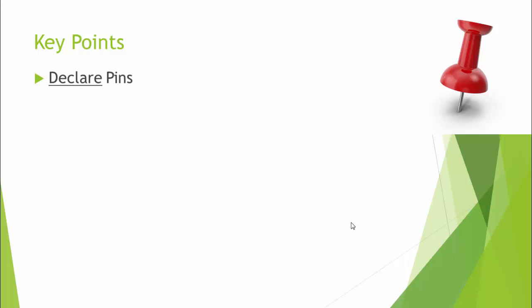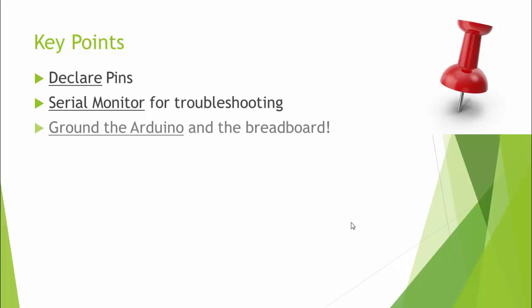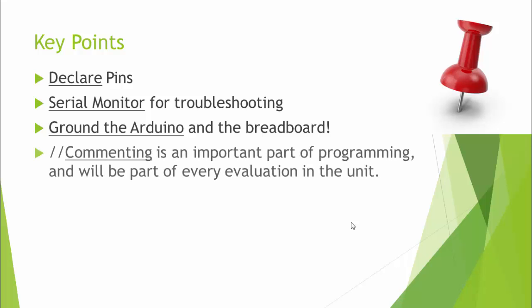So, summing up then, the key things we need to take away from this discussion today: we need to be able to declare our pins to be able to use our output. We need a serial monitor, especially for troubleshooting our sketches. Always got to remember to share the reference potential between the Arduino and the breadboard. And remember, if we want great marks, we've got to comment our code.